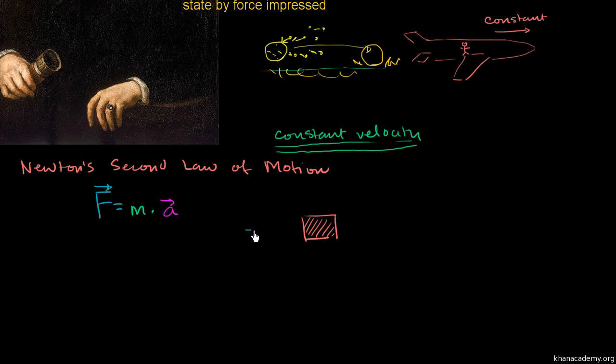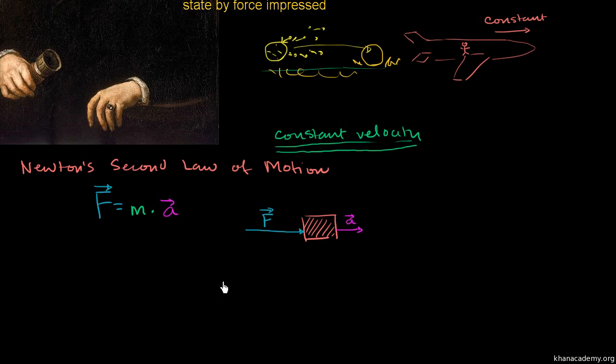What it tells us is if you apply a net force, let's say on this side of the object, and we talk about net force because if you apply two forces that cancel out and have 0 net force, then the object won't change its constant velocity. But if you have a net force applied to one side of this object, then you're going to have a net acceleration going in that same direction.